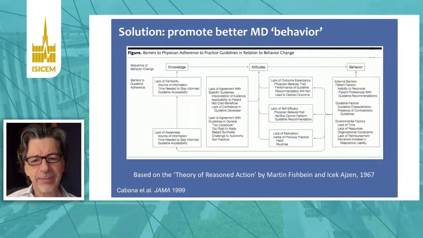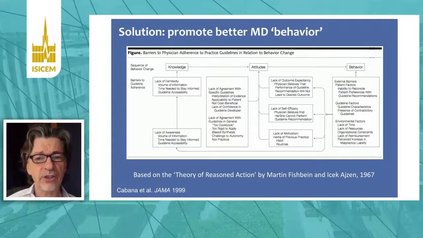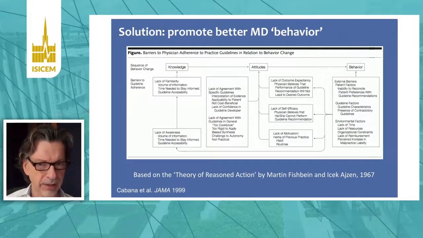When one thinks at the system level about how we try to promote better physician decision-making, it's typically based on something called the Fishbein-Ajzen model of knowledge, attitude, and behavior. So what we're trying to do here is get the physician to behave differently, and it's based on a model of thinking that the way in which we execute our behaviors is first of all based on our knowledge, followed by our attitudes.